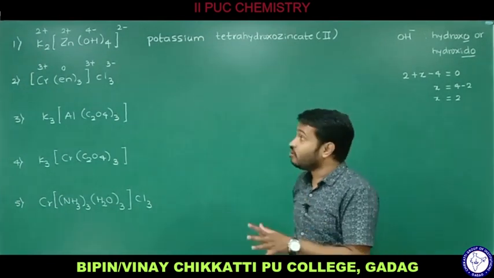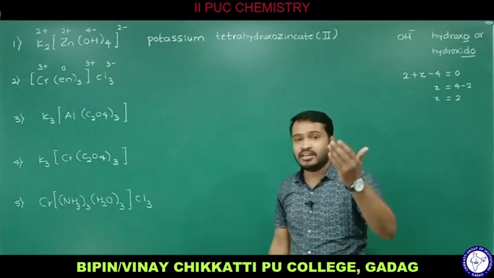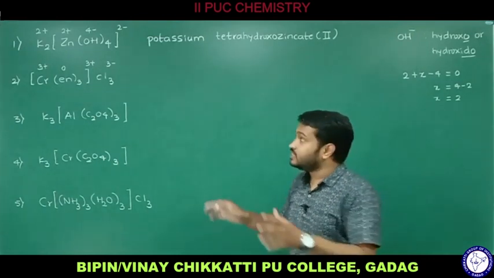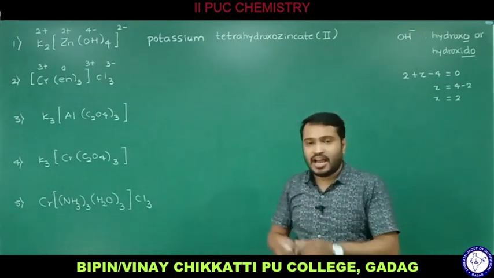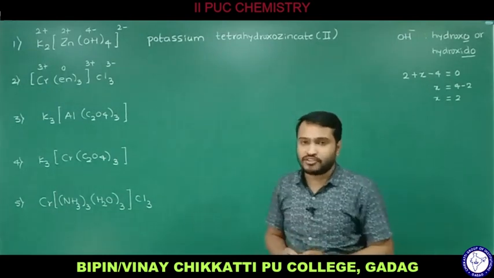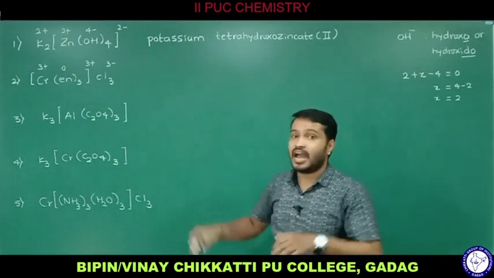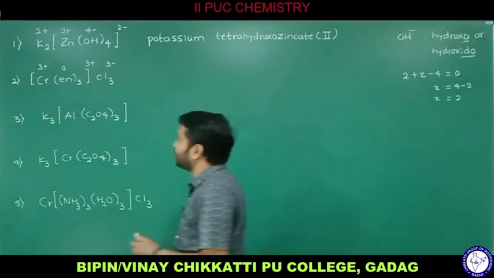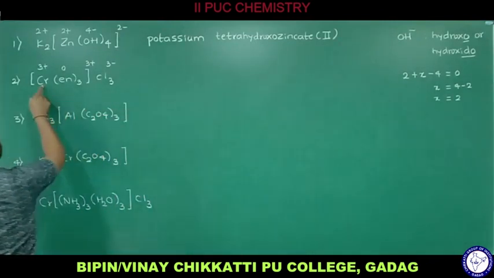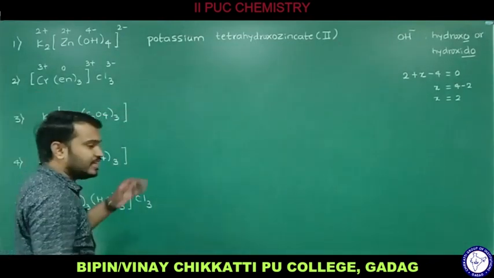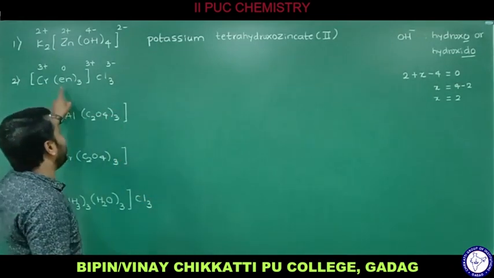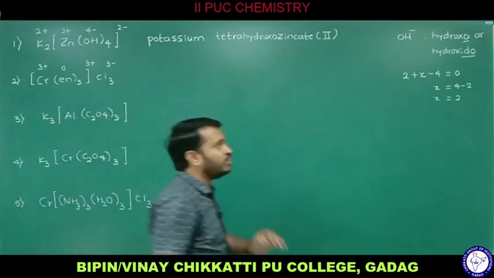So in a cationic complex, how do we name? We write the ligand name first, next the central metal atom name, and in the bracket the oxidation state of the central metal atom, and last we write the anion. This is the fashion in which we write that. In this particular example, Cr, chromium, will be the central metal ion, and we have en, that is a ligand. I hope you remember what en stands for.